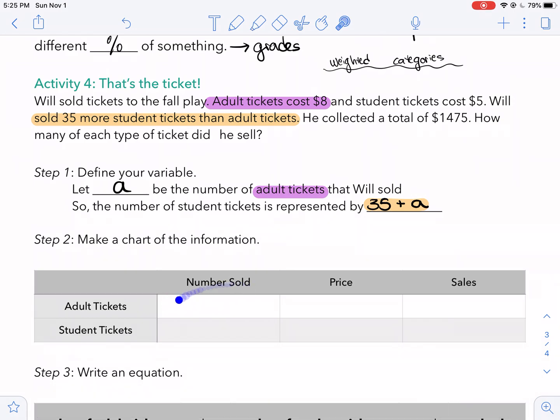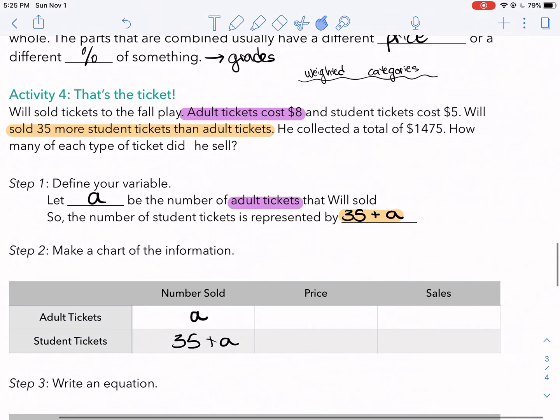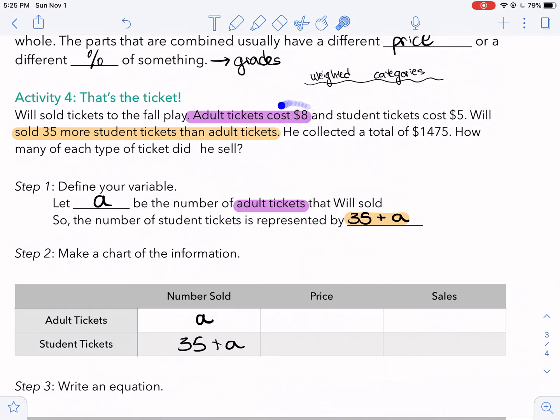Okay, so what do we know? How many adult tickets did he sell? He sold A, whatever that is. How many student tickets did he sell? He sold 35 plus A. What is the price of adult tickets? Up here, they're $8. And what is the price of student tickets? They're $5. So, how much did he earn, and what are the sales there?